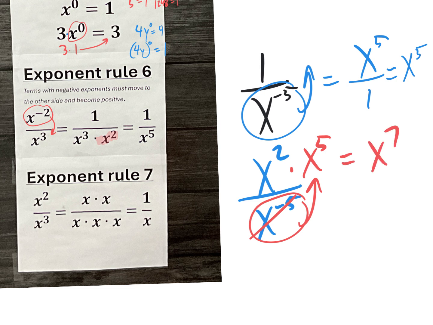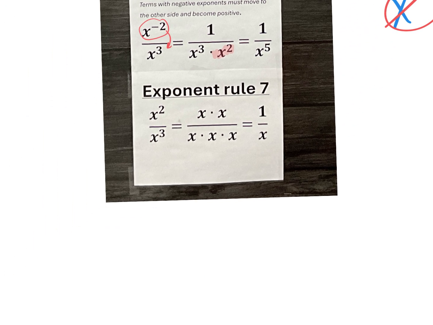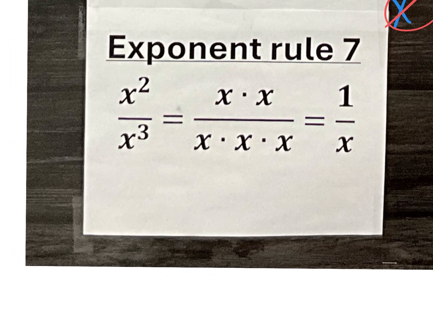Okay, let's go for the last rule. Okay, last rule. You're going to love this last rule. We already know this last rule. Everybody knows that 3 over 3 is 1, right? Everybody knows that 5 over 5 is 1. 10 over 10 is 1. Negative 5 over negative 5 is 1. Whenever you divide something by itself, it eliminates and becomes 1.